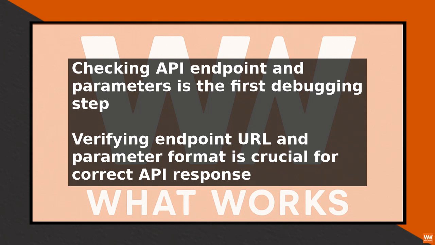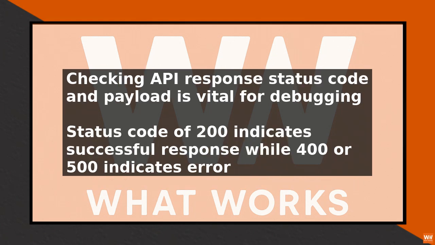In addition to checking the API response, it is also essential to check the request headers and body. Ensure that the request headers are properly set and the request body is in the correct format. You can use tools like Postman or curl to inspect the request headers and body.